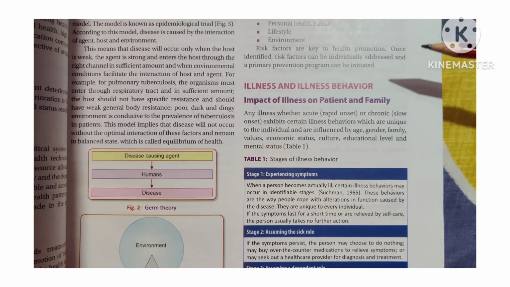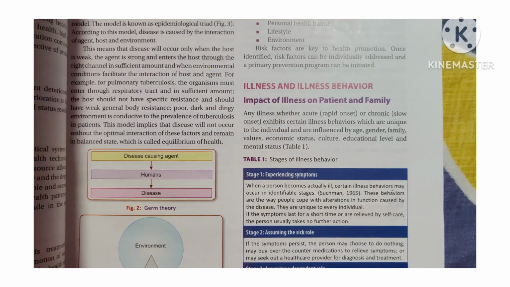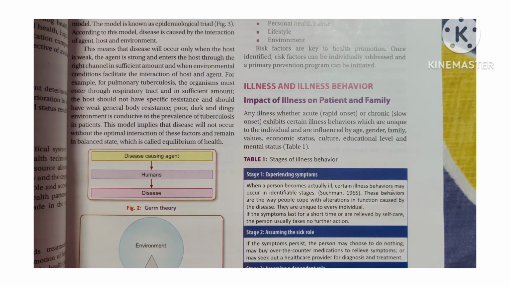Any illness can be of two types. One is acute illness, that is sudden onset or rapid onset. The progress is also very rapid or fast. Or chronic onset. Chronic means slow onset. Here it exhibits certain illness behavior which is unique to each individual.